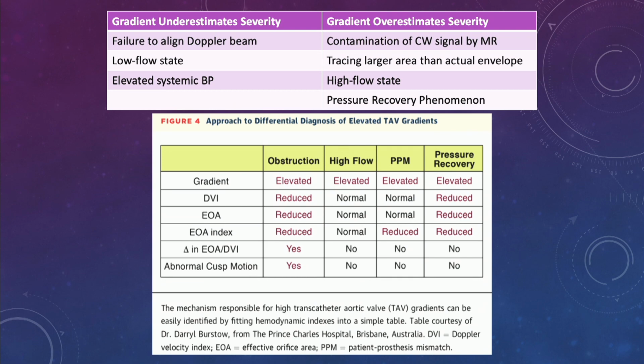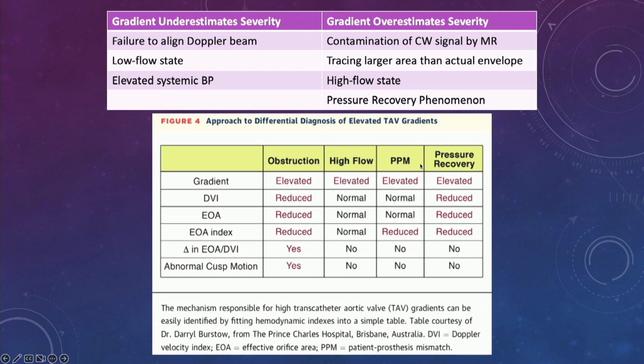This table here is a summary of the different causes for high gradient. So obstruction, we're going to have criteria that all go with stenosis. And there's also a change in the ratio of the area to the DVI when compared to baseline. There's going to be obviously abnormal cusp motion. We're going to have low DVI. And conversely, in the patients with high flow, just the gradient is going to be elevated. Everything else is going to be normal.